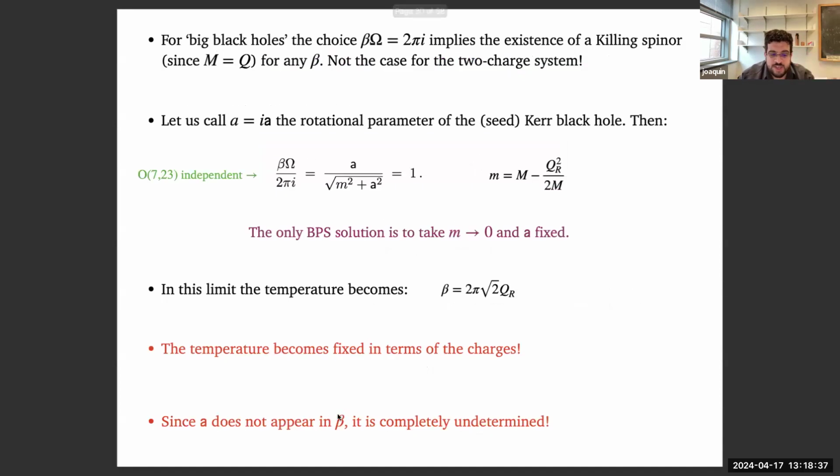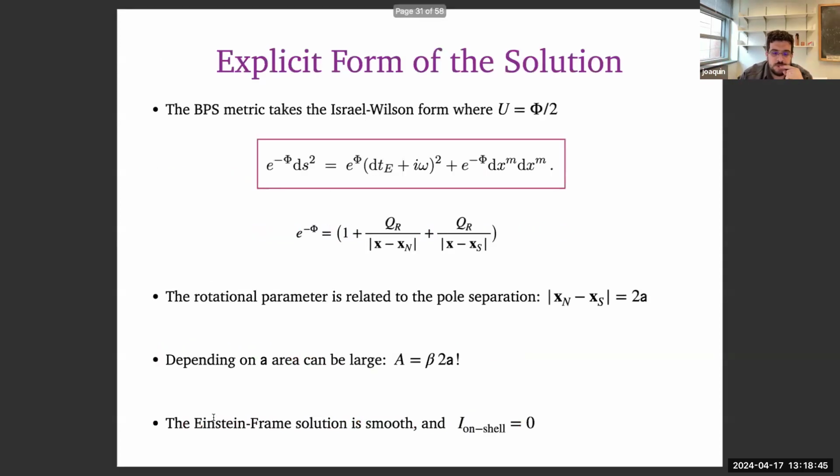So that has two problems. Beta is fixed, but it also is a problem because a is completely undetermined. We have this moduli of solutions with a parameter that we cannot fix. Let me mention quickly that the BPS metric takes the same form as this Israel-Wilson.